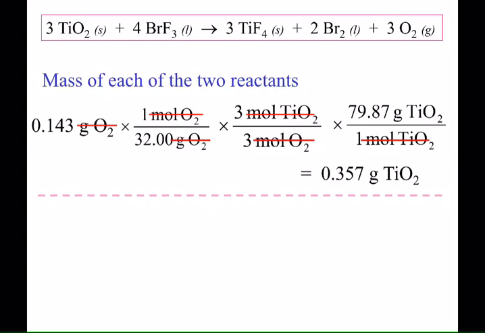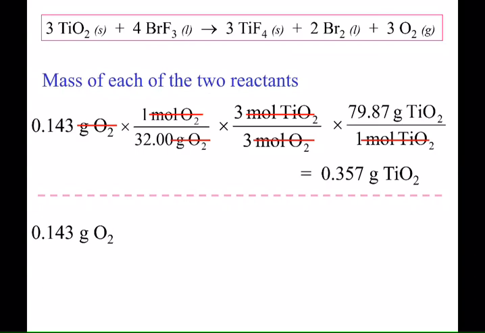Whew. All right, let's take a look at the next one. Now the next one, the 1B, so to speak, we are going from, again, the 0.143 grams of O2, and now we're going to question mark grams of BrF3. So the first term is going to be that 0.143 grams of O2 over 1.